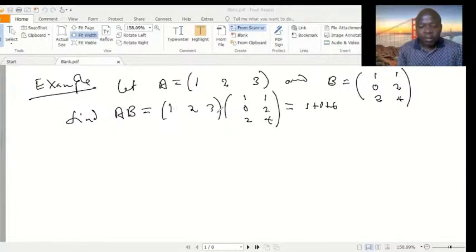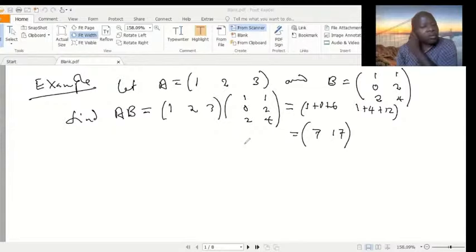Now what about this row and the column? 1 times 1 will be 1. 2 times 2 will be 4. 3 times 4 will be 12. So what does this give us? The first one is 7. And this is 5 plus that, which gives us 17. So you can see we were able to multiply these matrices because the columns on the left were 3 and the rows on the right were also 3.